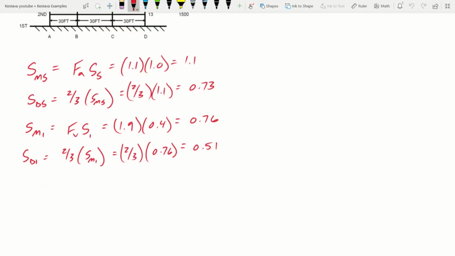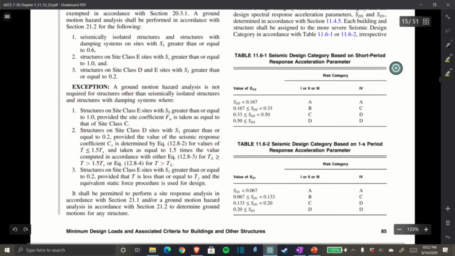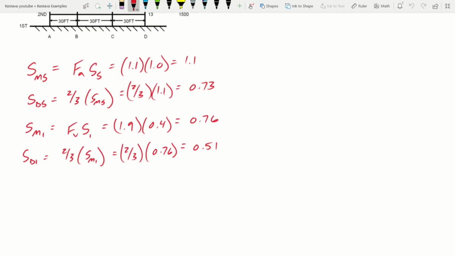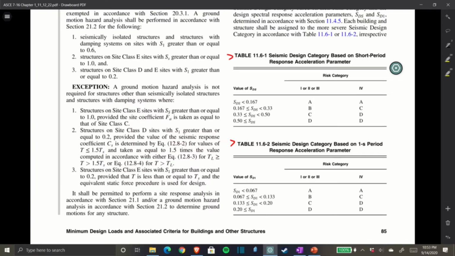Now that we've got all of these, we're going to head over to table 11.6-1 and 11.6-2. So I will see you over there. Here we are, 11.6-1 and 11.6-2. Seismic design category based on short period response acceleration parameter, or SDS. Our SDS, let's go back. There it is, 0.73. So we fall into this category, greater than 0.5. We're risk category 2 from our problem, so we're D.